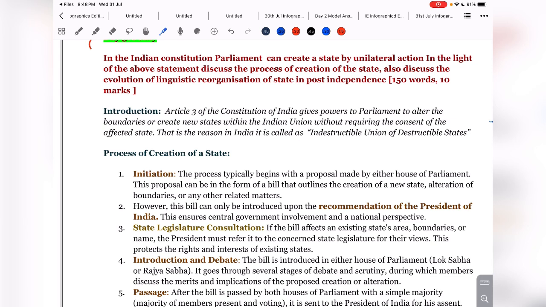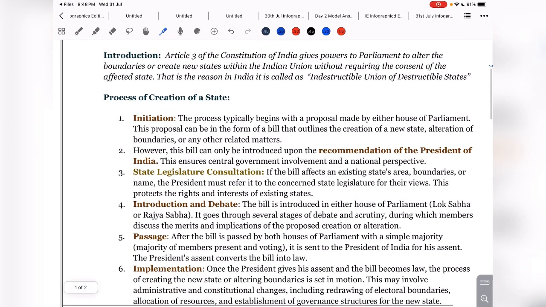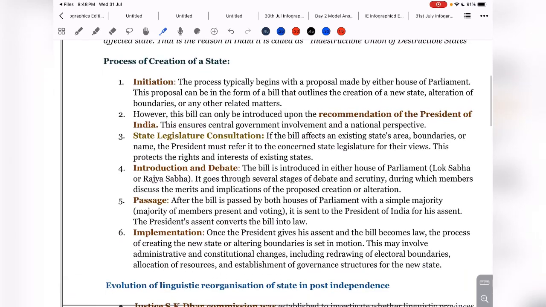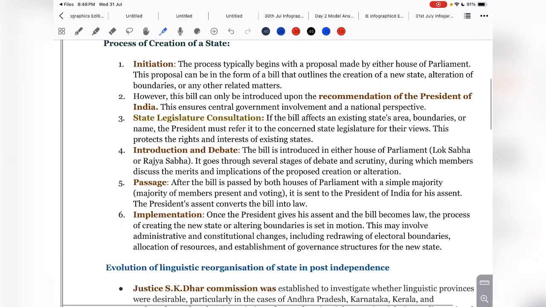ठीक है, after introduction of the bill, and one more thing, the bill can be introduced only upon recommendation of the President of India. This ensures central government involvement and a national perspective. That means before introduction of a bill in the parliament, the permission of the president is most essential. ठीक है, so first you need to take permission from the president, then you need to introduce a bill in the parliament. Okay, these are the two steps, and the third step is the state legislature consultation.